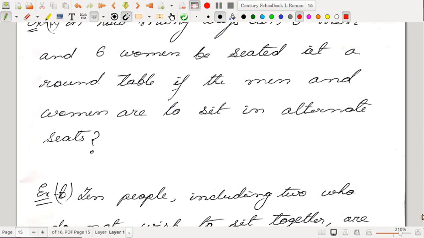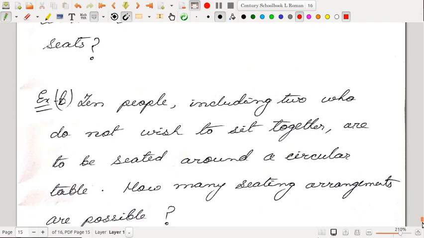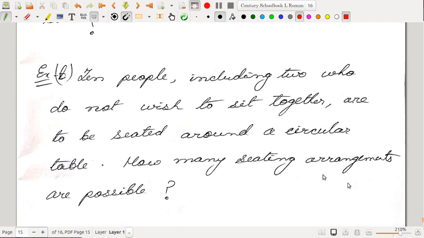Then 10 people including 2 who do not wish to sit together are to be seated around a circular table. How many sitting arrangements are possible? There are 10 people. Out of these 10 people, there are 2 people who do not want to sit together. Maybe there is some problem between them. In how many ways can the sitting arrangements be made?